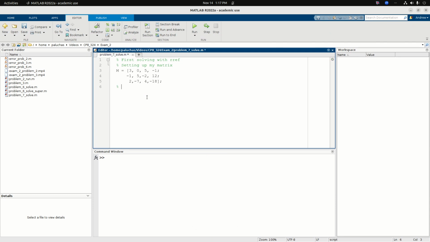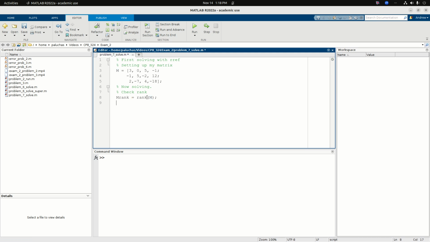Okay, so now solving. First I'm going to check the rank. So I'm going to check my rank, and so what I'll do is, say, call it M rank, equal to the rank of M.